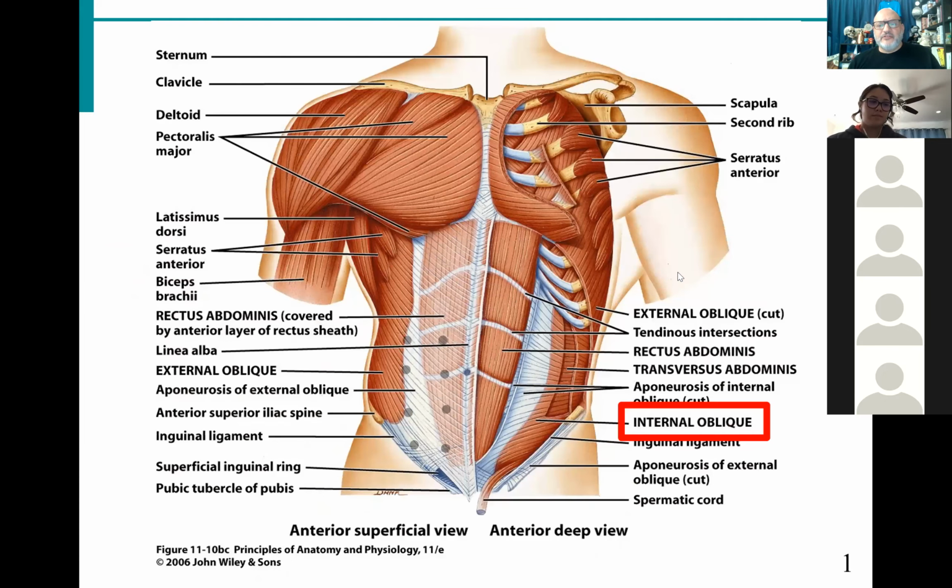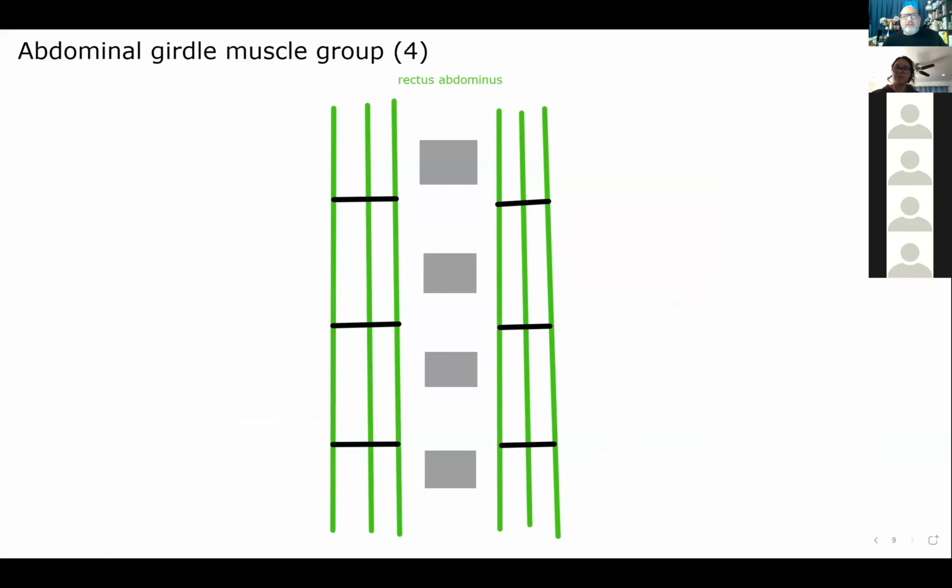Excellent. So again, back to here. It is superficial and it is the most medial muscle. So we should probably emphasize that on our picture as well. These are the most medial of all of our muscles. Notice laterally and deep, our horizontal muscles.